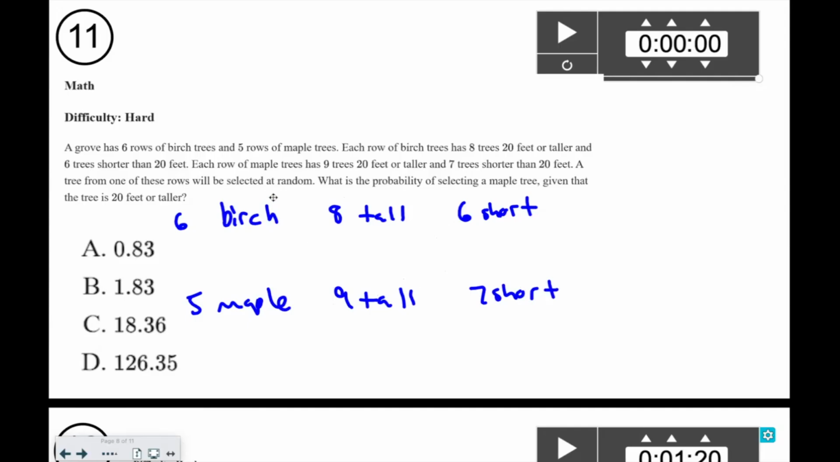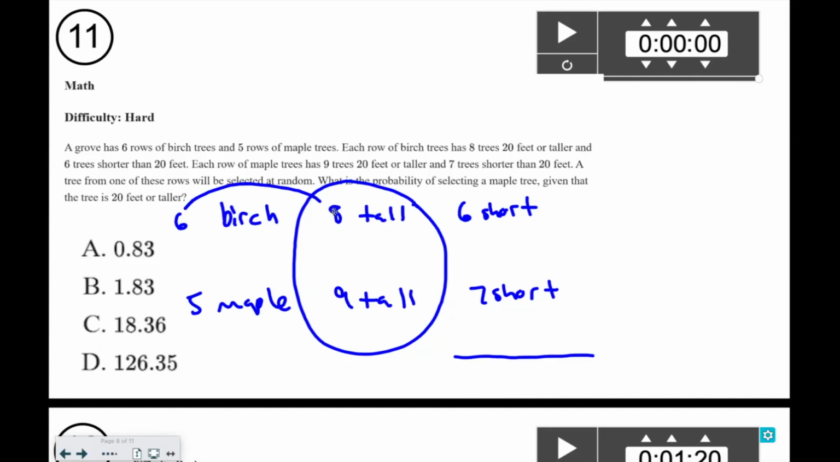Now a tree from one of these rows will be selected at random. What's the probability of selecting a maple tree given that the tree is 20 feet or taller? So it means we're only looking at tall trees. When they say given, it means you're ignoring everything but those. The number of tall birch trees is 6 times 8, so that's 48. Plus the number of tall maple trees is 45.